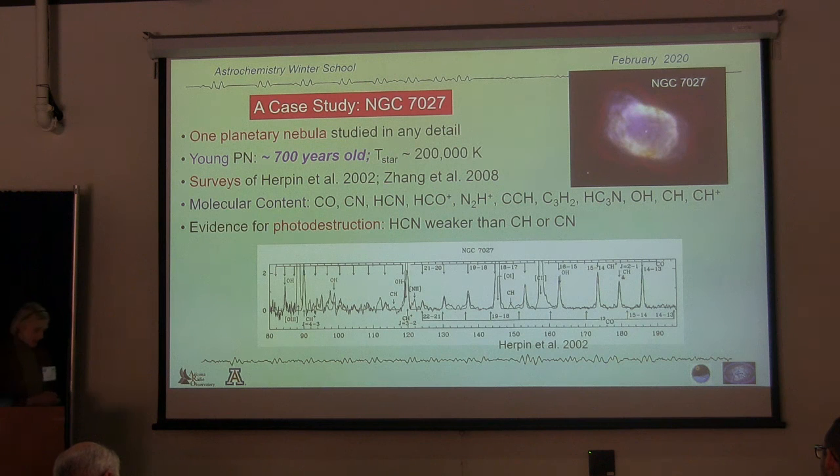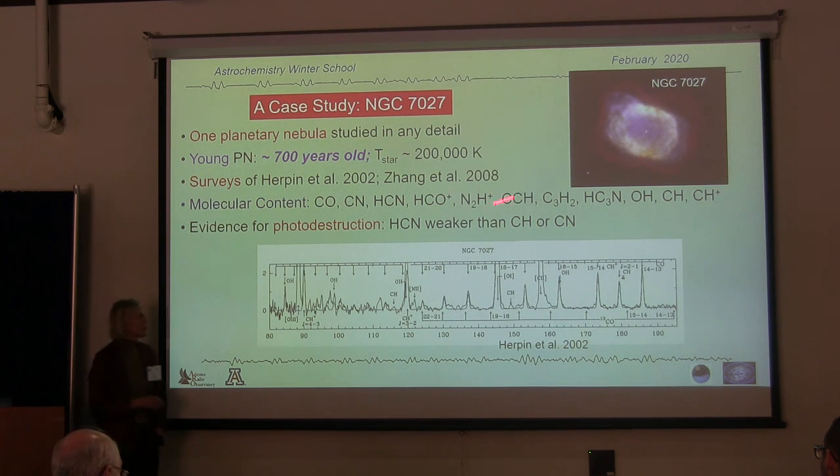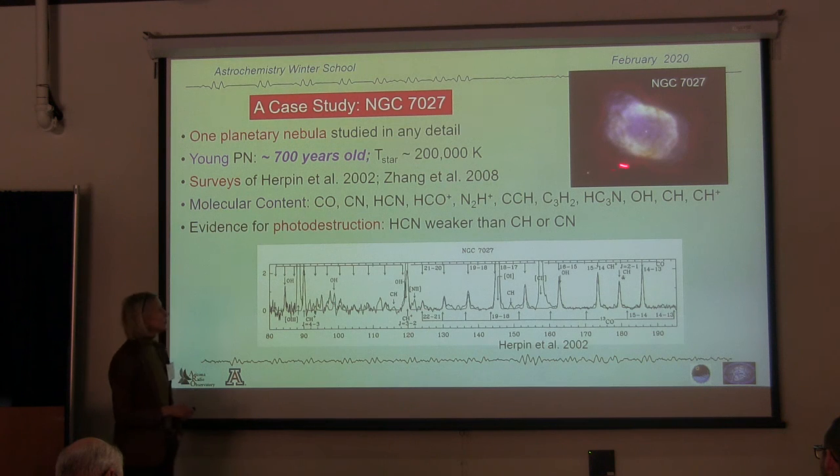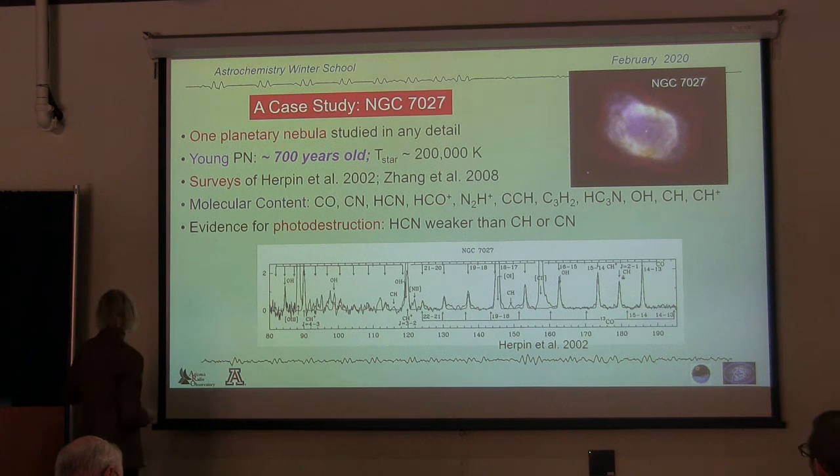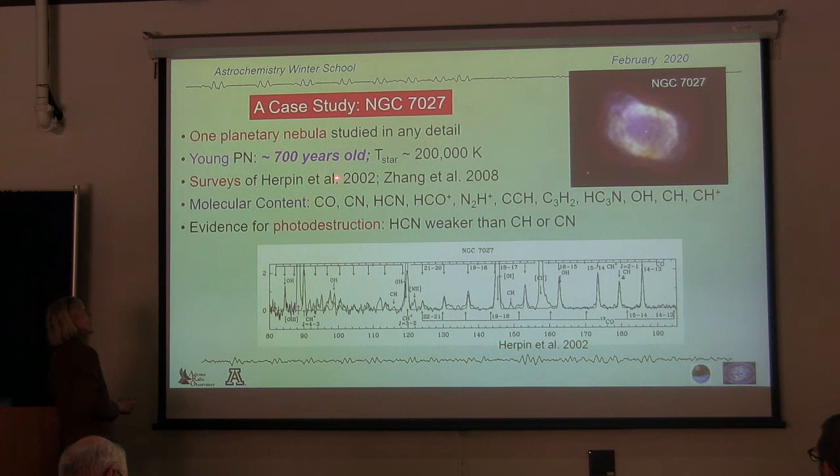And then there was also a study not too long ago of NGC 7027, a very young planetary nebula. It looks like this. It has a quadrupolar structure. And this was the only one studied in any detail outside of CO and H2. It's rather young, 700 years old, right onto the PNE phase. The star's pretty hot, about 200,000 Kelvin. And when surveys were done of this planetary nebula of molecular lines in 2002 by Herpin et al., this is what he saw, in the infrared, and he saw things like CH and OH. So there are other molecules present, CH+.